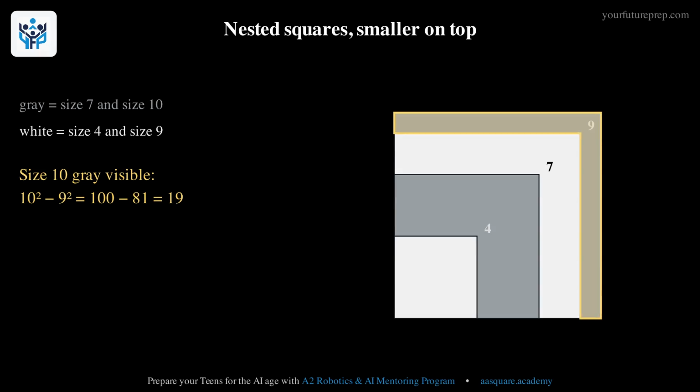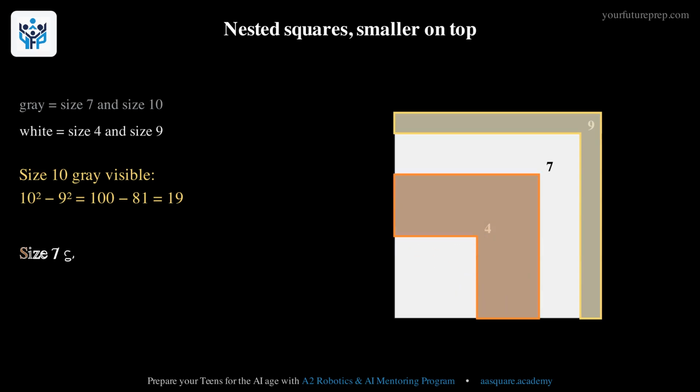The size 9 white square covers the corner of the size 10 gray square. So what stays visible is the L-shaped border. Its area is 10 squared minus 9 squared, which is 100 minus 81, equals 19.